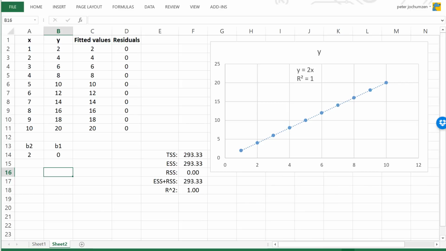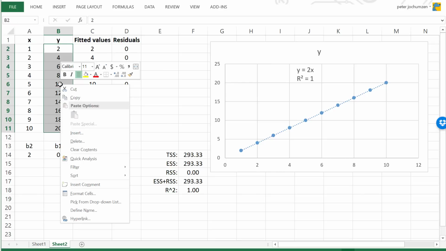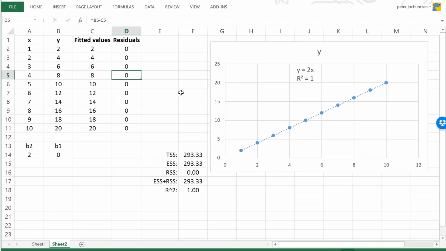So let's have a look at the extreme cases of R square being 1 and R square being 0. I have a simple example here with just some made up data of 10 observations. X goes from 1 to 10, and Y is just twice as big as X for all observations. So Y goes from 2 to 20. You can see in the scatter plot here that all the blue points line up perfectly on a straight line, since the Y value is exactly twice the X value.